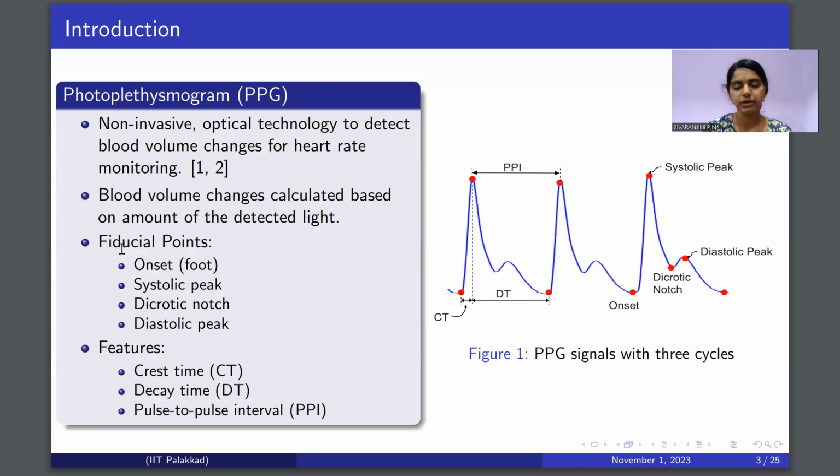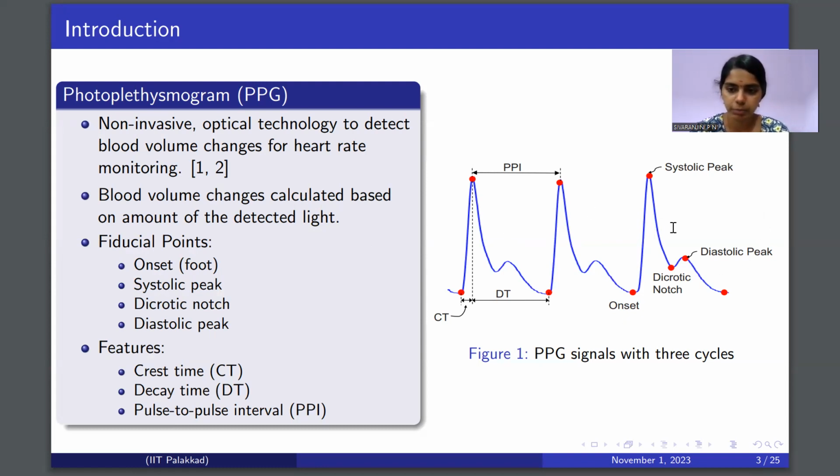In the introduction, I would like to introduce you to the photoplethysmogram signal, which is an inevitable part of almost all the health monitoring devices that are available today, including the pulse oximeter, which gained huge popularity during the COVID times. The PPG is a non-invasive optical technology to detect blood volume changes for heart rate monitoring. On the right, you can see a PPG signal with 3 cycles, and the blood volume changes are calculated based on the amount of detected light.